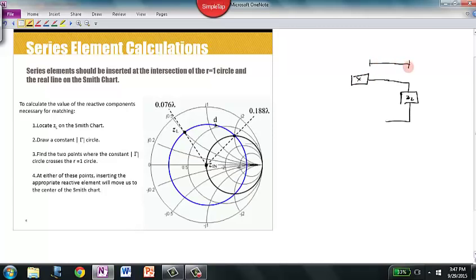And then we also need to know how long of a T line we need to insert between that reactive element and the load. And so that's what we'll be calculating when we do these series element calculations.